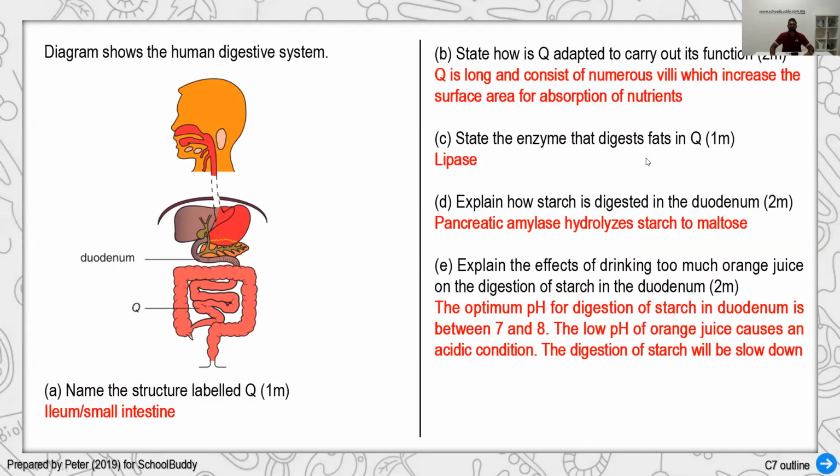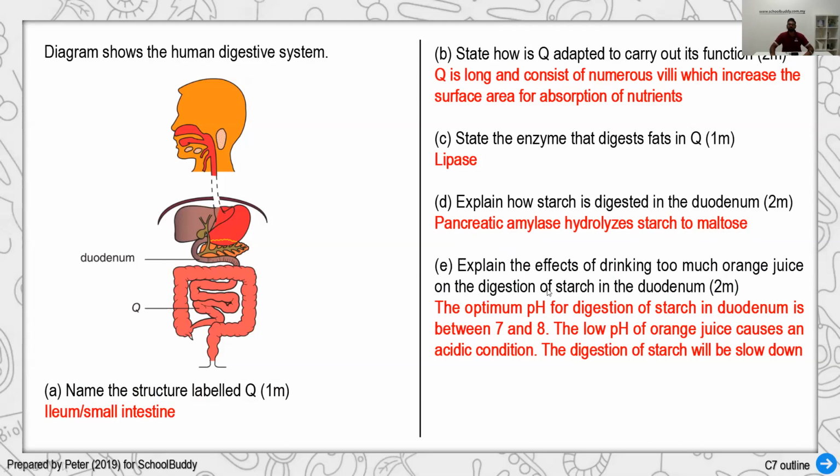State the enzyme that digests fat in Q. If you remember, we have fat digestion in the intestine, and it's done by lipase. So fat is lipid. Remember it easily, lipase is the enzyme. So how is starch hydrolyzed? In this case, in the duodenum, not in the mouth. In the duodenum, there is something called pancreatic amylase, but in the mouth, it's called salivary amylase. It breaks down the starch into the complex sugar called maltose.